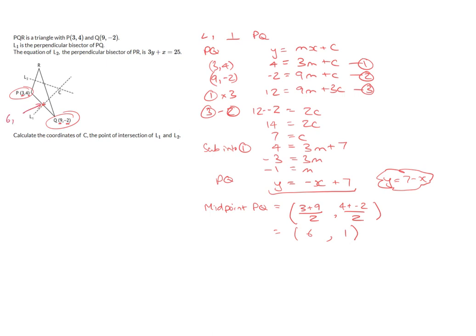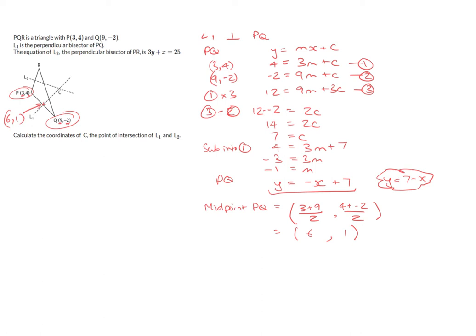So all I've done there is I've added the two x coordinates and divided by 2, so that gives me the halfway point between the x coordinates going this way, and then I've done the same for the y coordinates, which gives me the halfway point this way, which gives me the midpoint. So I have the gradient of PQ and I have the midpoint of PQ.